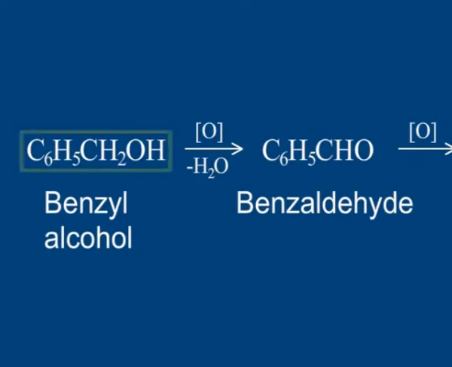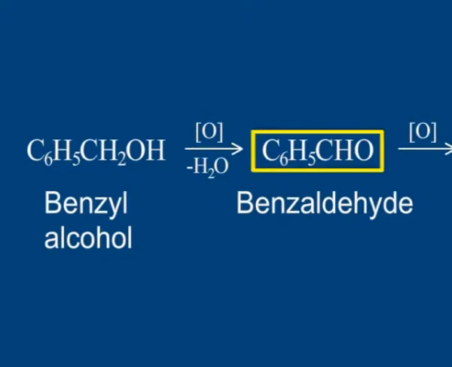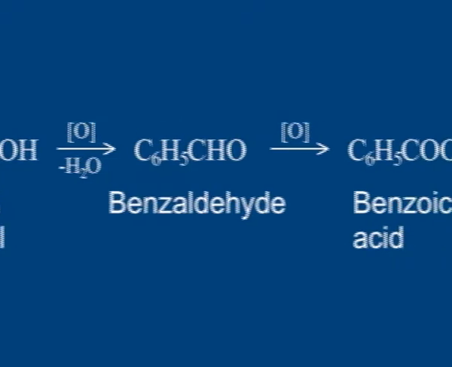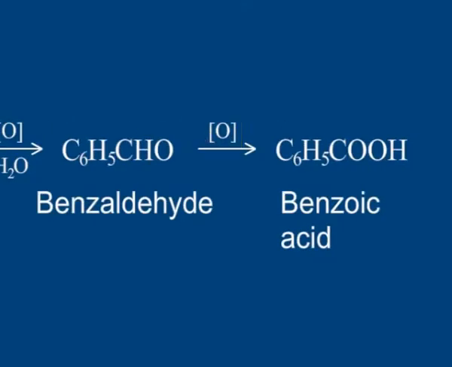Benzyl alcohol is oxidized with acidified potassium permanganate to form benzaldehyde with the loss of water. The benzaldehyde formed is again oxidized with an oxidizing agent to form benzoic acid.